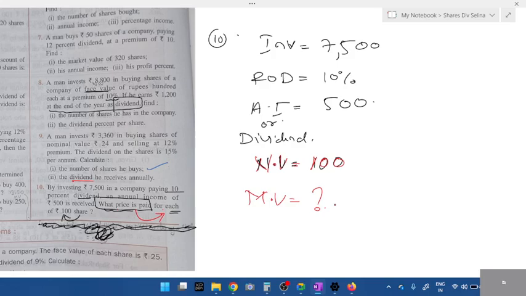Shall we solve? Did you all try this 10th one? Yes. Okay. So what are we supposed to find here? Market value. I'll tell you. Out of 5.